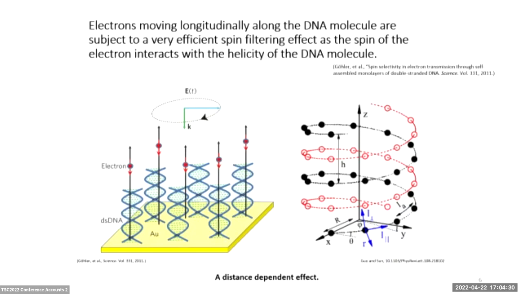electron spin filtering effect, as the spin of the electron interacts with the helicity of the DNA molecule. Göhler and his colleagues took electrons and shot them longitudinally along the DNA molecule. They found that spin down electrons went all the way through, but spin up electrons got filtered out. This is a distance-dependent effect. The electron had to travel far enough along the helix, the double helix, in order for a spin motive force to develop on that electron and kick it out.